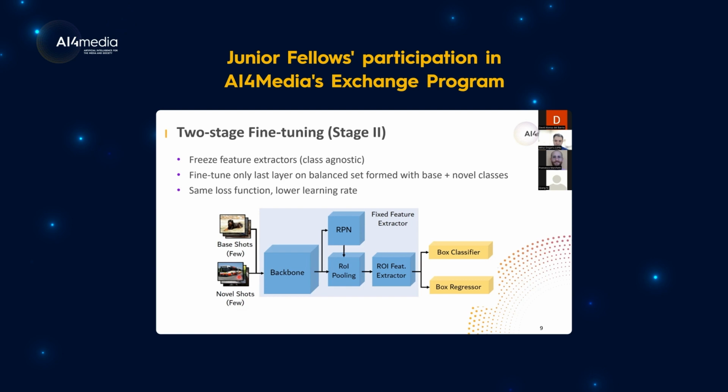So we want to perform the new object detection only on these new classes represented by only a few images. We keep the same loss function for the object detector. We keep now a lower learning rate because we want to fine-tune what has been previously trained. And only the box classifier and the box regressor are left to train in this stage, keeping this part frozen.